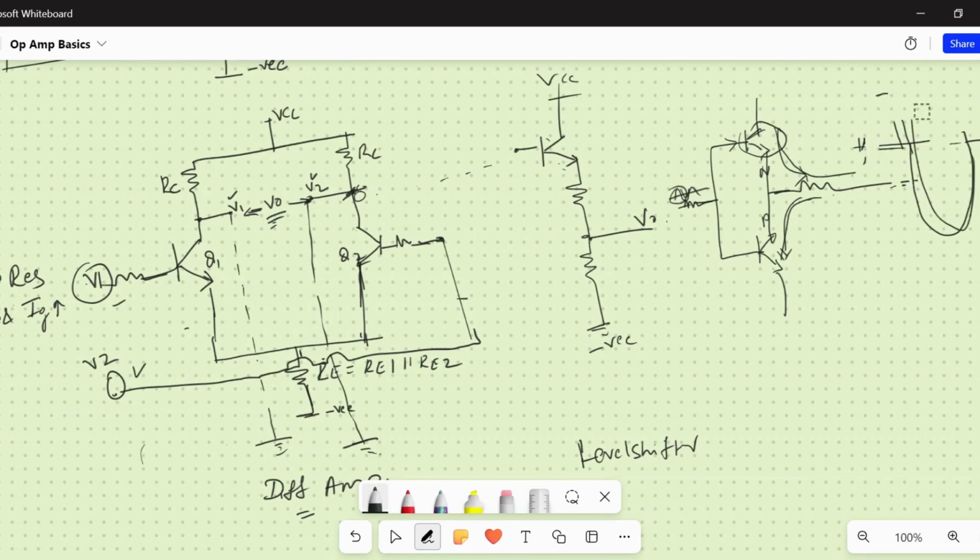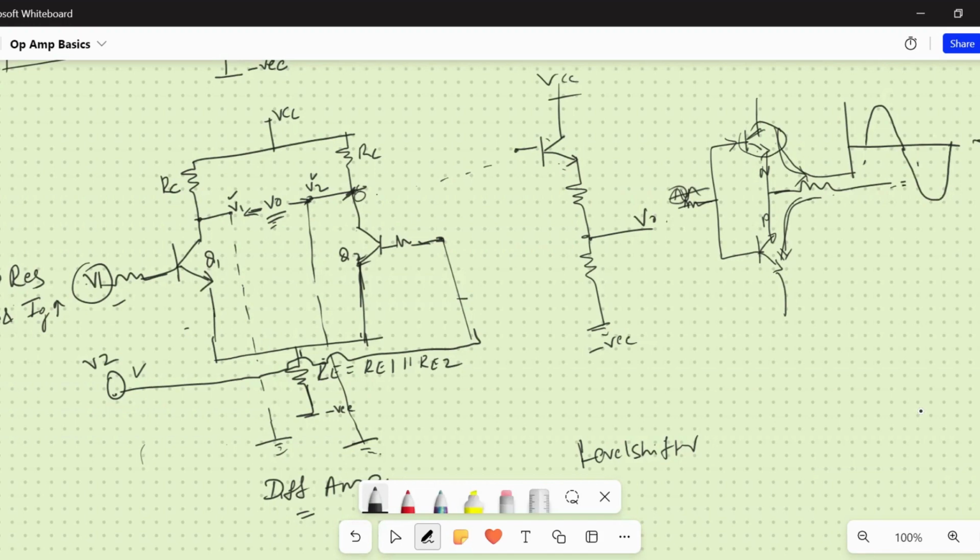I'm exaggerating here. Let me write it very clearly. So for the positive half, the upper portion or the upper circuit will take the good swing, and for the negative half, the lower portion of the transistor will take the negative swing. So this happens in the fashion of push and pull. So that's why the configuration is named push and pull.